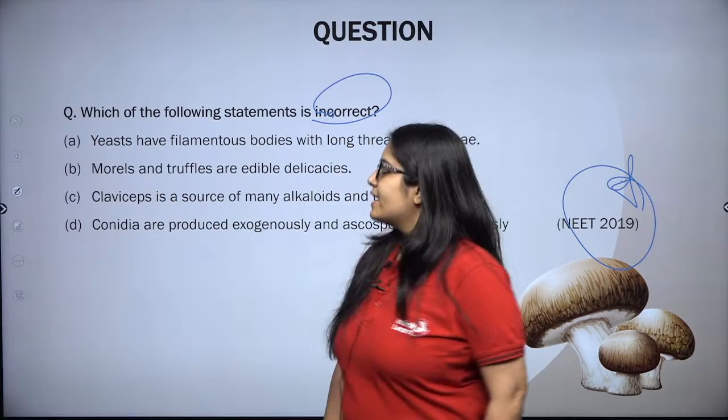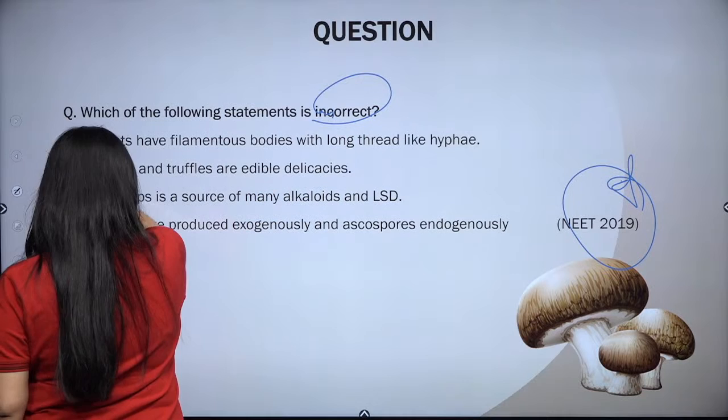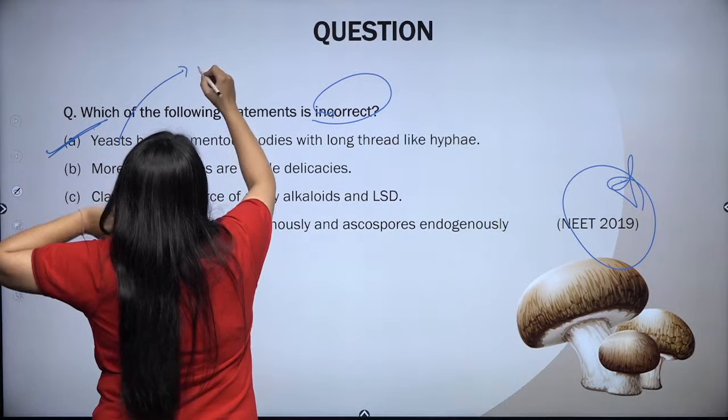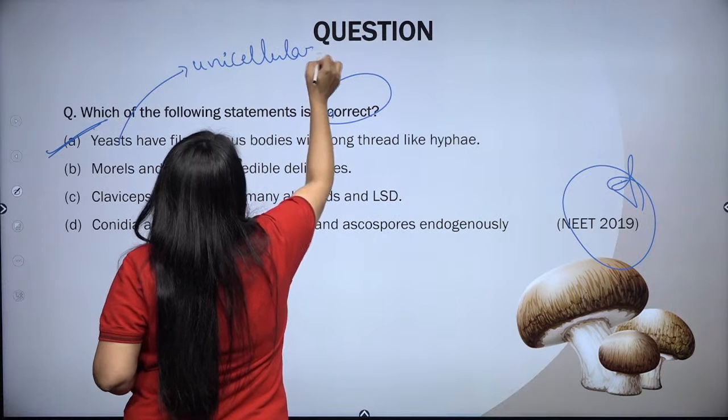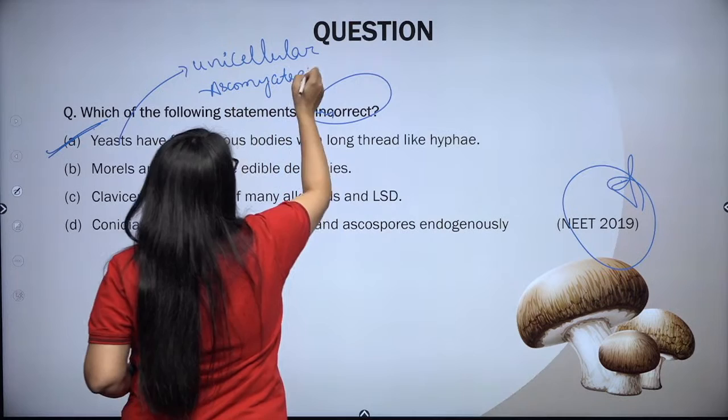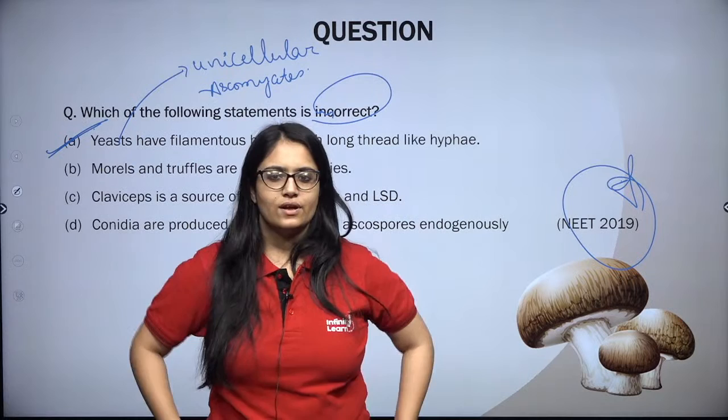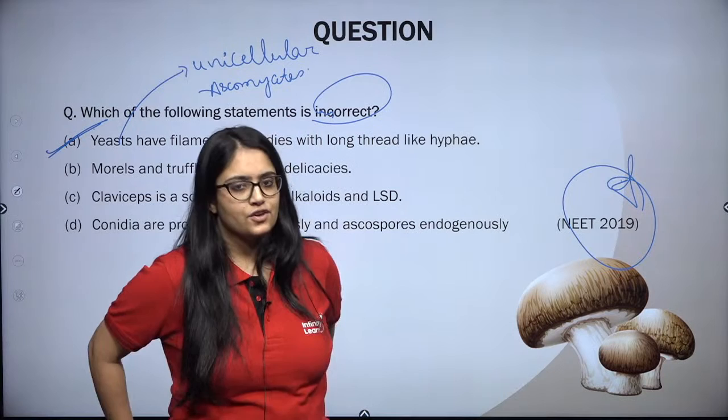Yes, the yeast have filamentous bodies with long thread-like hyphae. This is incorrect. That means this is the answer for this question. Why? Because yeast is a unicellular organism. It's a member of ascomycetes. Remember, in NCERT it is mentioned that mostly the members of ascomycetes are multicellular, but rarely unicellular. Example, Saccharomyces, and Saccharomyces is none other than your yeast. Is this clear, everybody? Yeah, excellent.